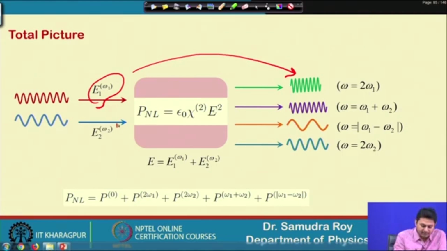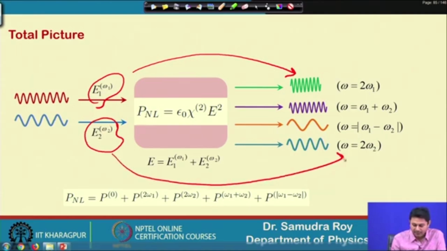If we consider individually another electric field, E2, having a frequency component omega 2, we are going to have the second harmonic of this, which is this one. So, omega 1 is a frequency whose second harmonic we will find. So, this is the total picture, what is basically going on when two different frequencies are there. Omega 1 will give you the second harmonic 2 omega 1, and omega 2 will give you the second harmonic 2 omega 2.